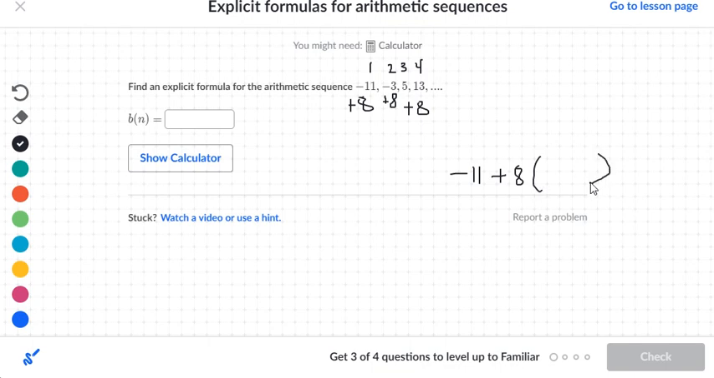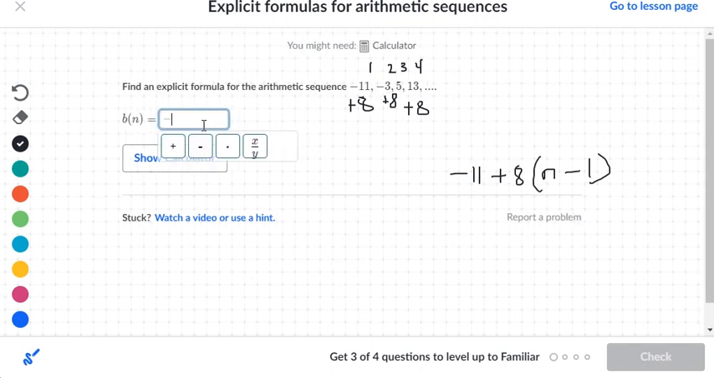And then we want to finish up with the n minus 1 in parentheses. So that's how we assemble it together. Remember, you'll always end with the n minus 1. So we're going to say negative 11 plus 8. Now we're going to begin our parentheses. So we're going to say n minus 1.